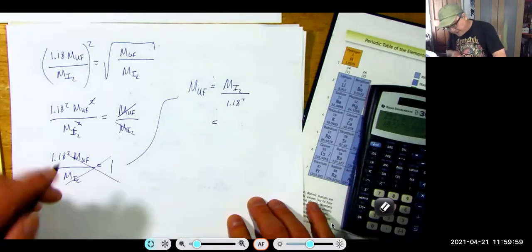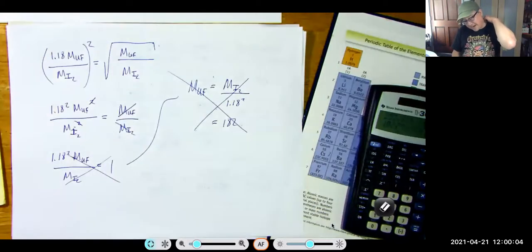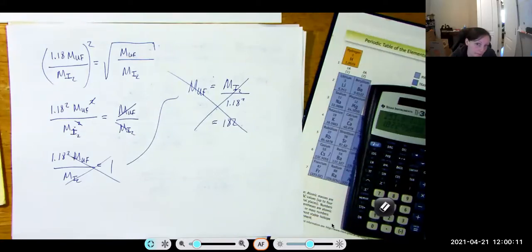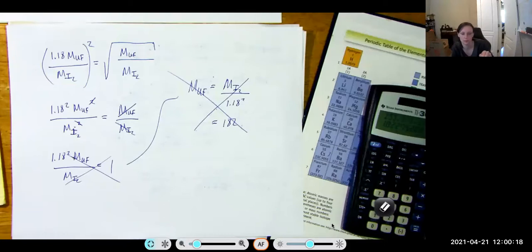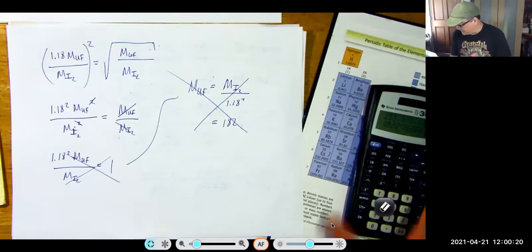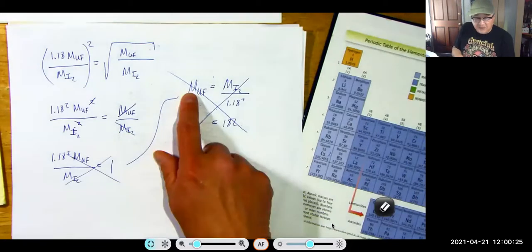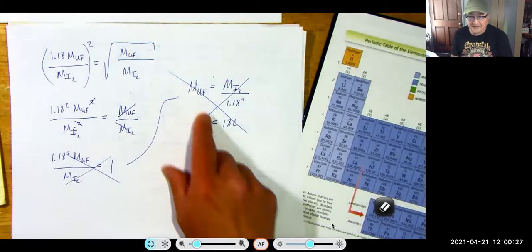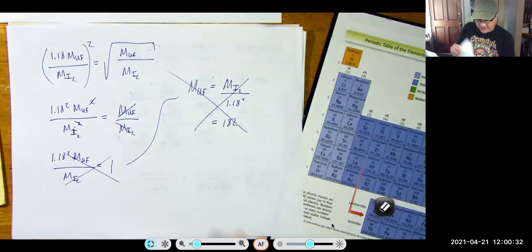And I get 182, which cannot be the right answer. How do I know that can't be the right answer? Well, because what's the molar mass of uranium? 238. So can the molar mass of uranium plus fluorine be less than 238? No. So I'm not sure what I did wrong here, but I have the feeling.